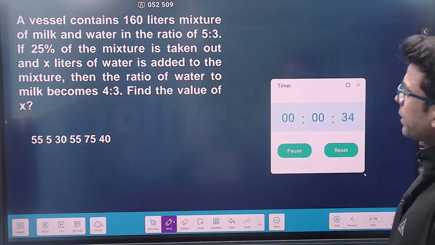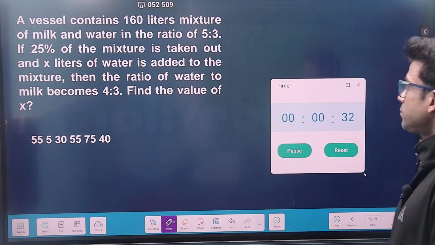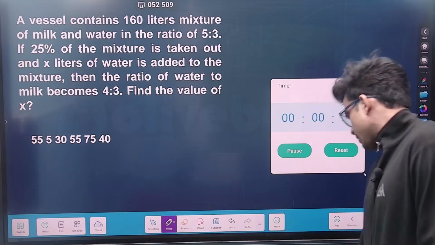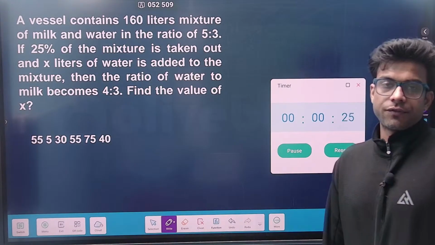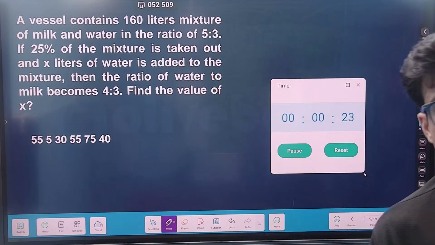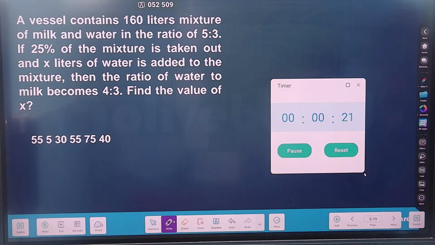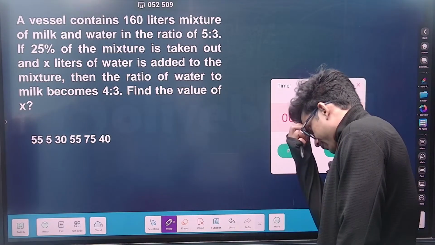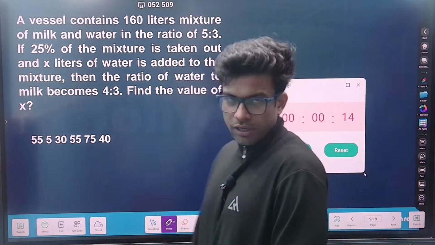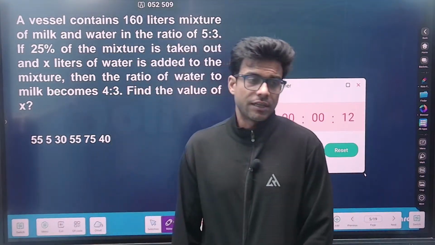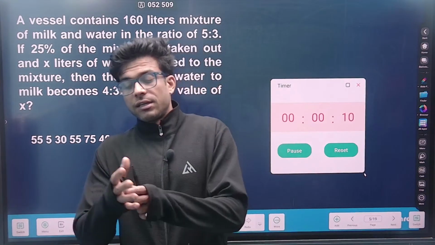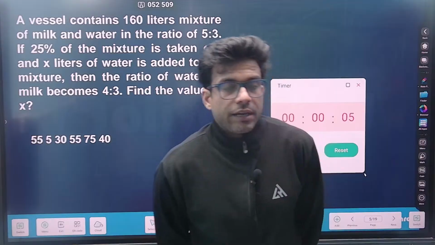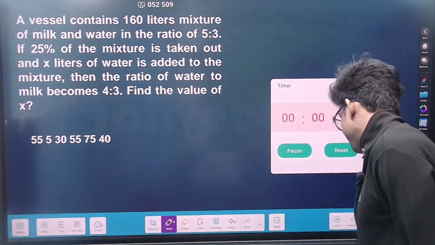Okay, fine. First answer is 55. We got the first answer, 55. Second also we got 55. We haven't got another answer yet. So we are getting 55 as the answer. But guys, I would say that you should try to increase your speed also.